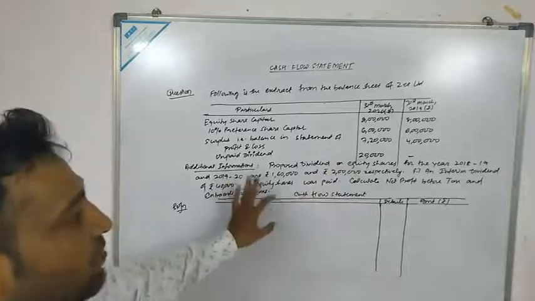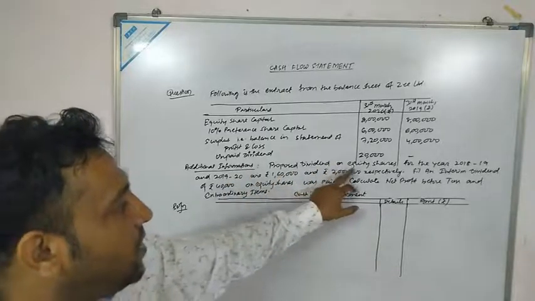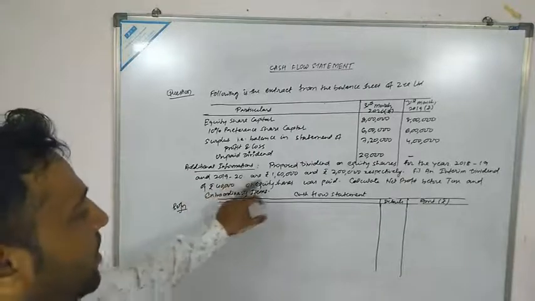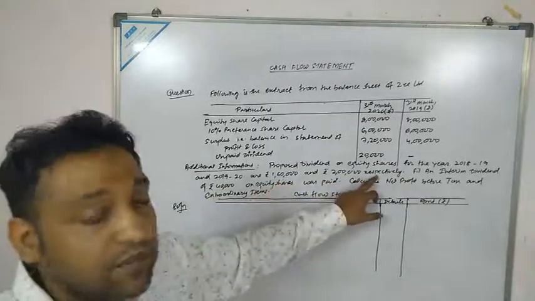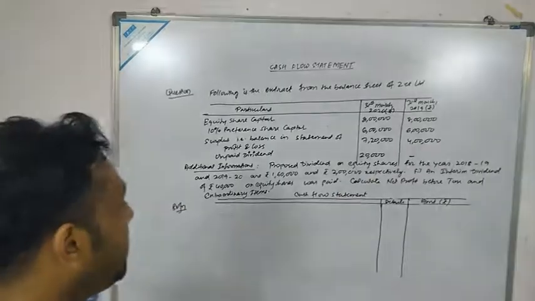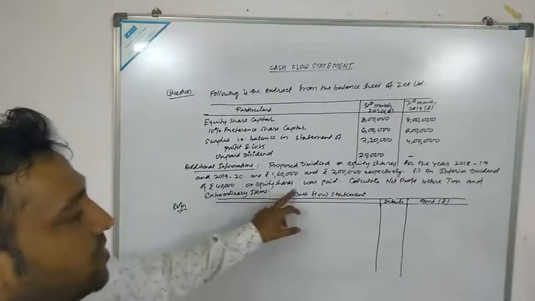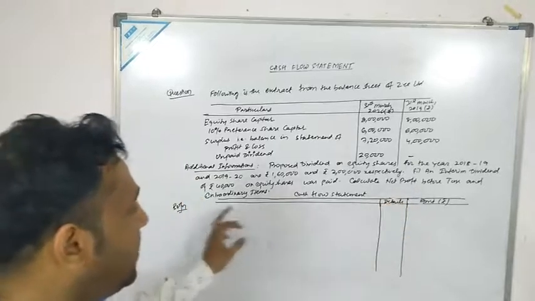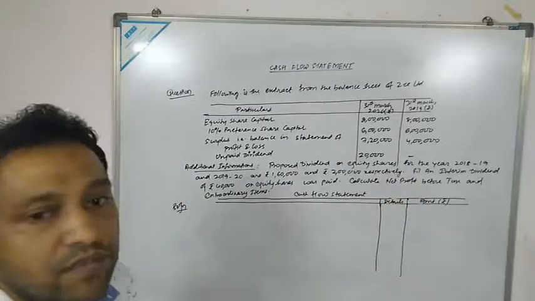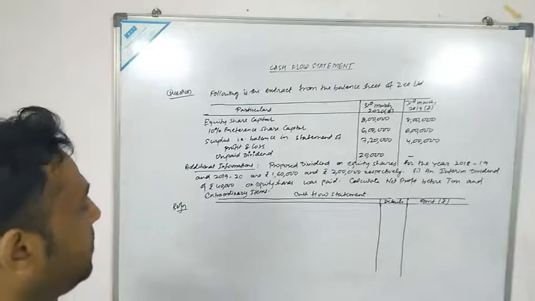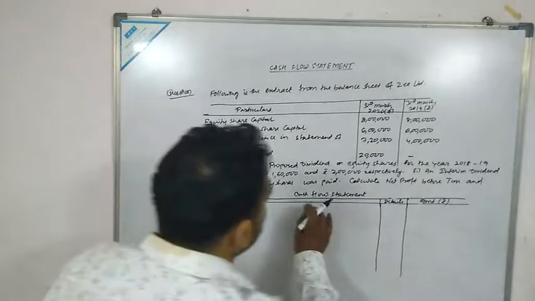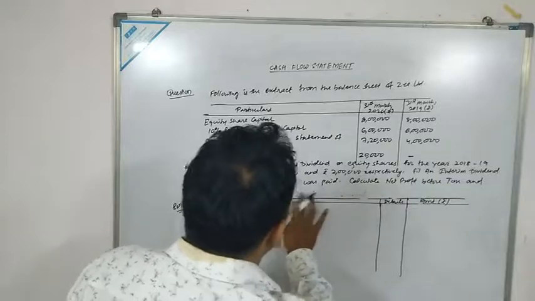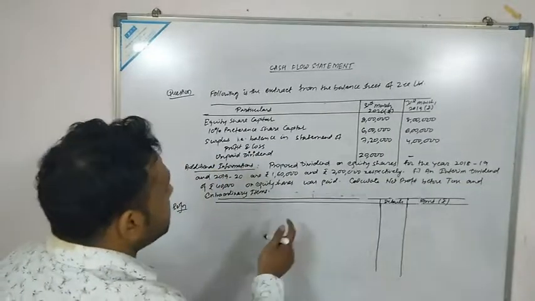Okay, additional information is given. Proposed dividend on equity share for the year 2018-19 and 2019-20 are 1,60,000 and 2 lakh respectively. And interim dividend of rupees 40,000 on equity shares was paid, and we are required to calculate your net profit before tax and extraordinary items. Okay, so we will prepare. So here we have to calculate your net profit before your tax and extraordinary items.